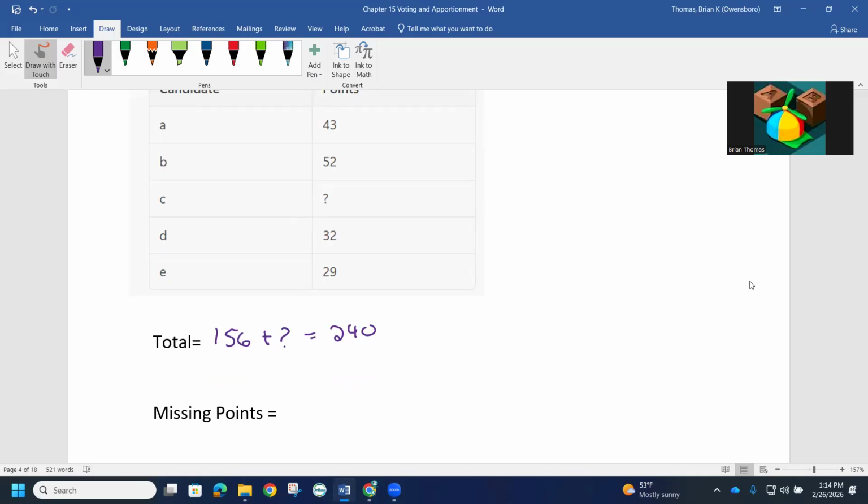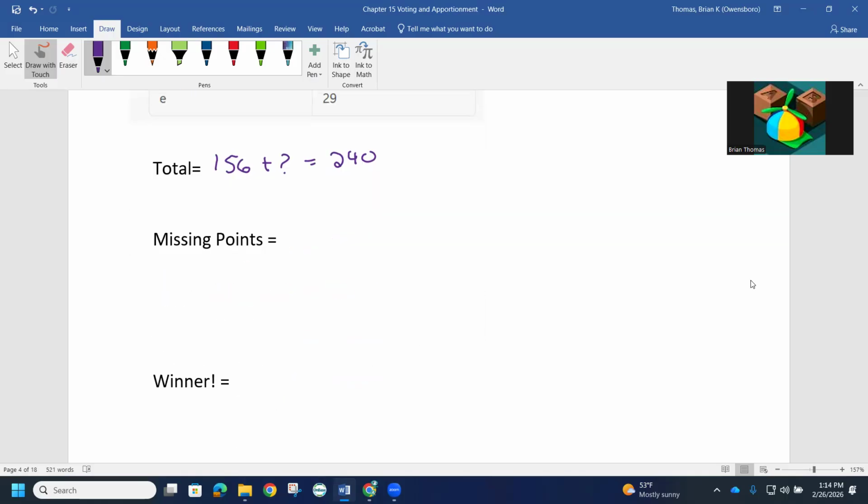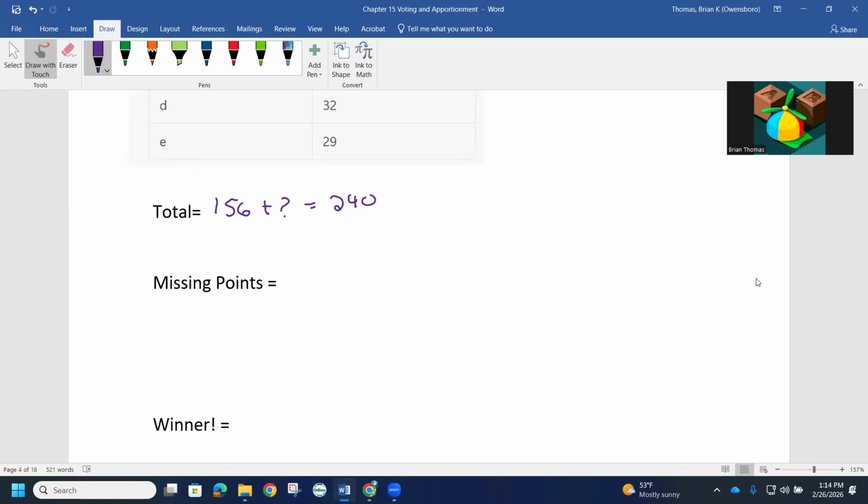So how do we find the missing points? To find the missing points, we've got to figure out what you can add to 156 to get 240, or what we can do is go 240, take away 156. So if we do that math, that looks like that's what, 44? Let me just double check myself. 240, take away 156. Oops, 84. Sorry about that. Yep, 84.